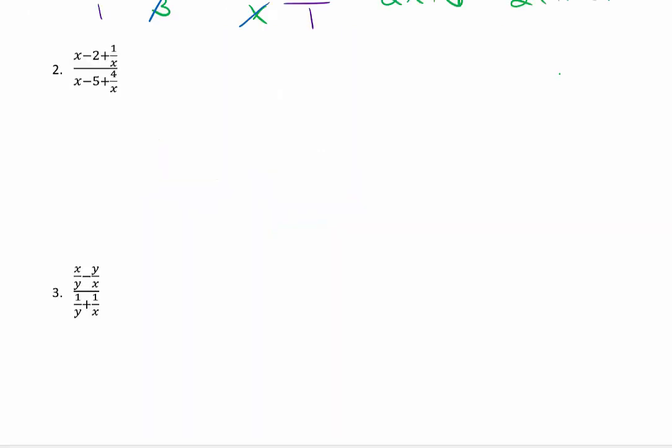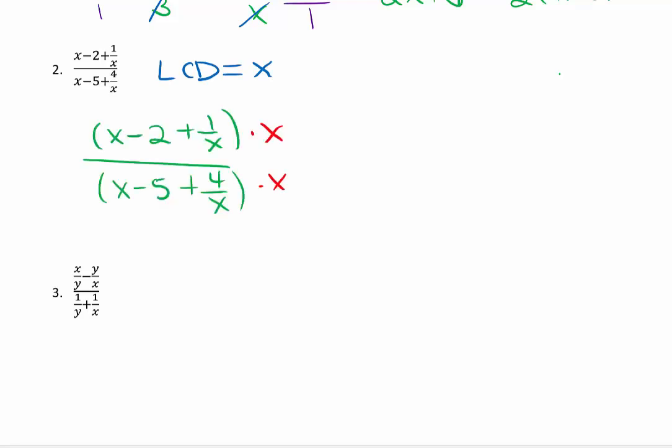All right, let's try to repeat that process on a few more problems. So example 2, the only denominators I see are x. That means my LCD is x. So I'm going to take every term in the numerator, multiply it by x, and then every term in the denominator and do the exact same thing. When I distribute, I'm left with x squared minus 2x plus 1 in the numerator. Notice in that last term the x's canceled out, and we were just left with the 1. In the denominator, I have x squared minus 5x plus 4. Again, in that last term, those x's canceled out.